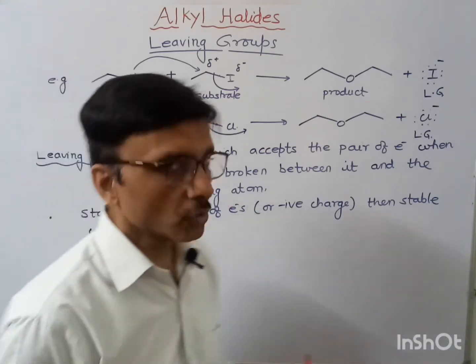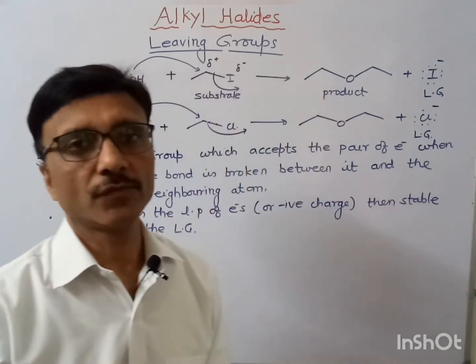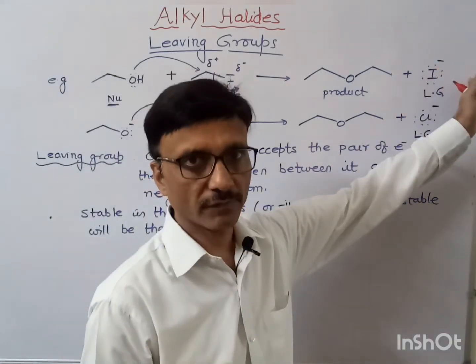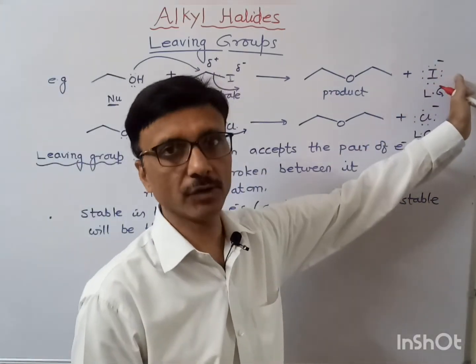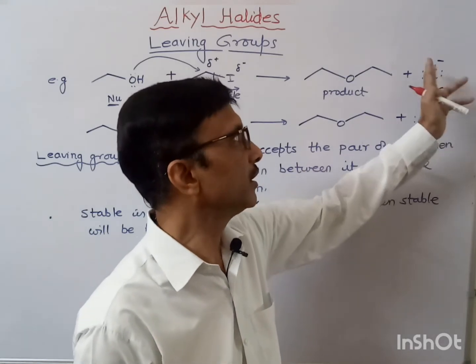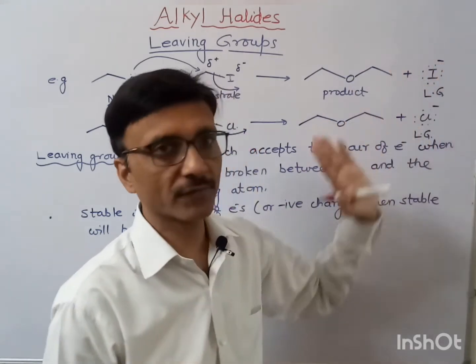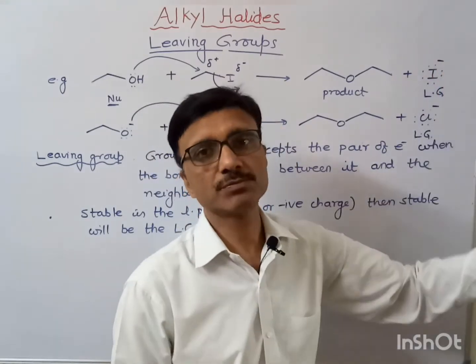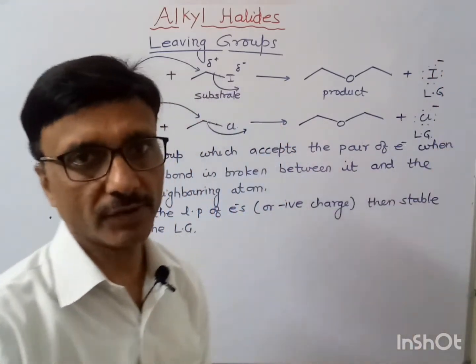Okay, so the rate of nucleophilic substitution reaction depends upon the stability of the leaving group, and the stability of the leaving group depends upon the stability of this lone pair of electrons, or it depends upon the negative charge which is present on this leaving group.